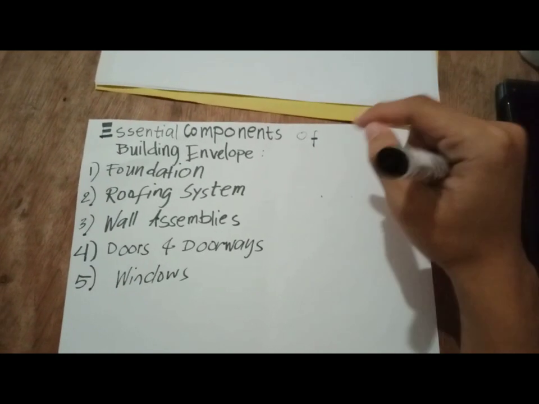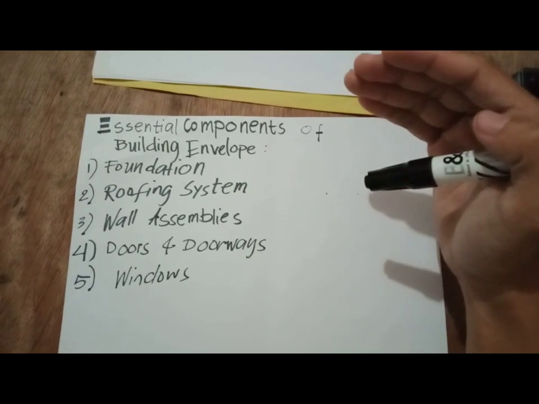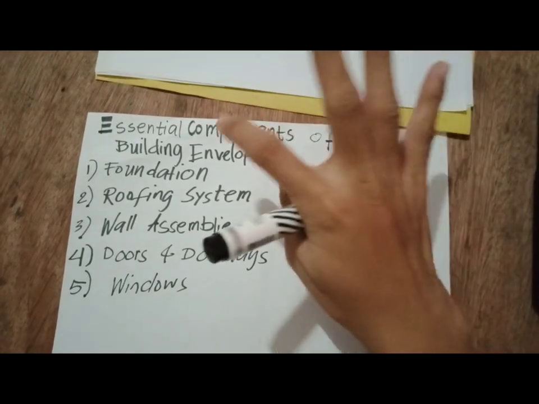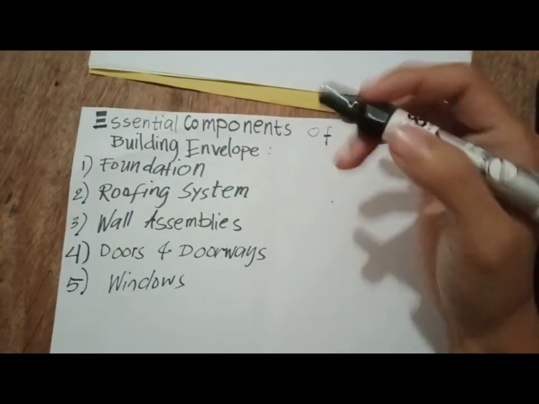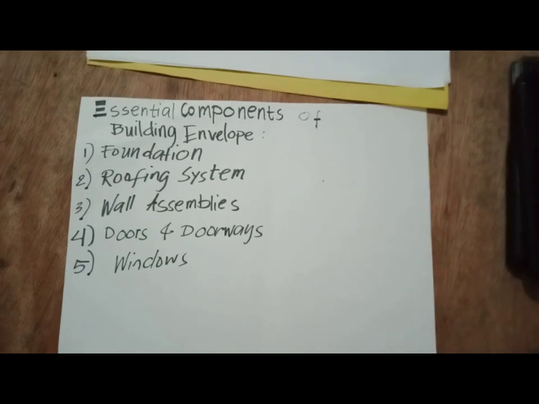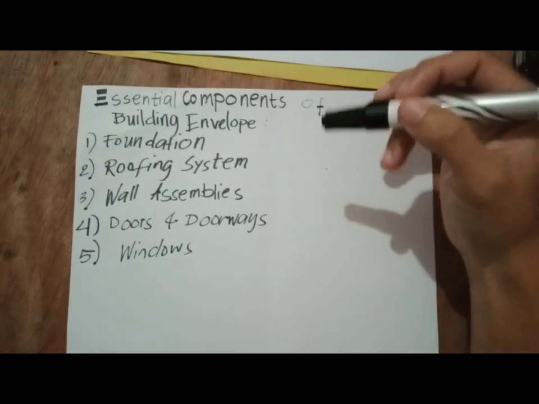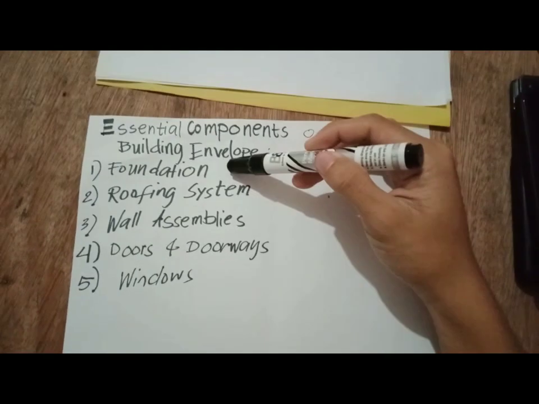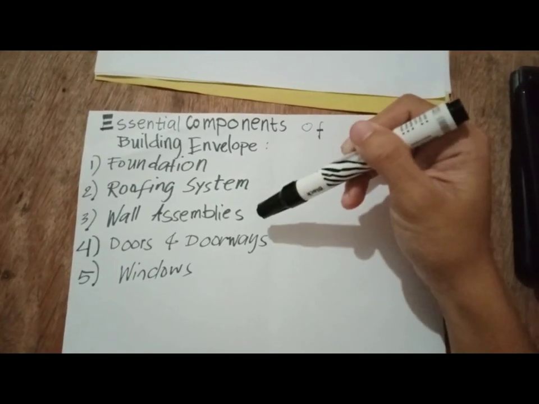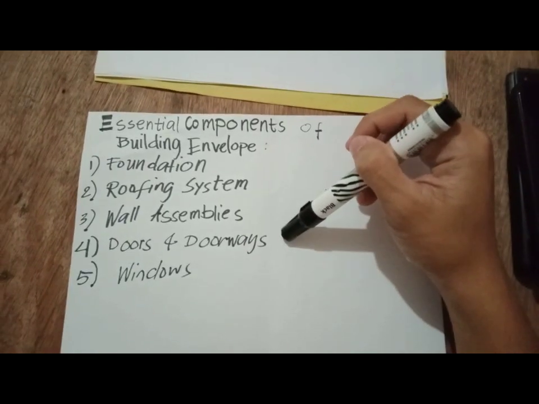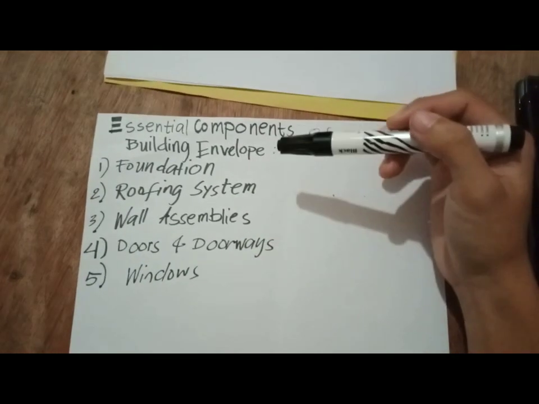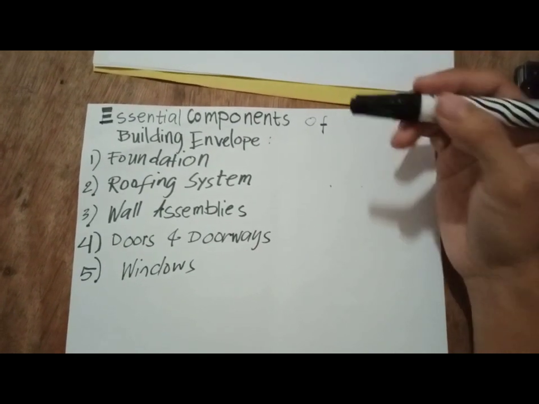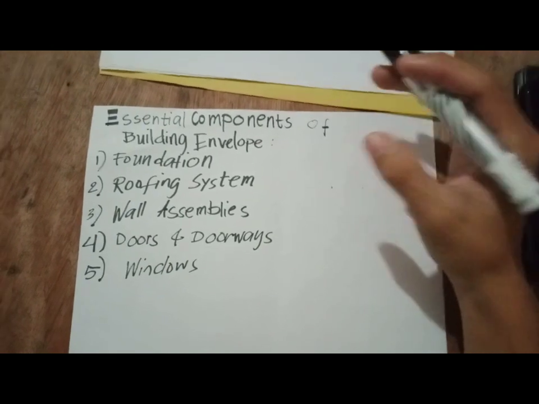When you say building envelope, it is the components of the building that separates the exterior and interior of your building. So generally the building envelope is composed of essential components. These are the foundation, roofing system, wall assemblies, doors and doorways, and windows. And each component is constructed using different or specific types of materials with specific functions.